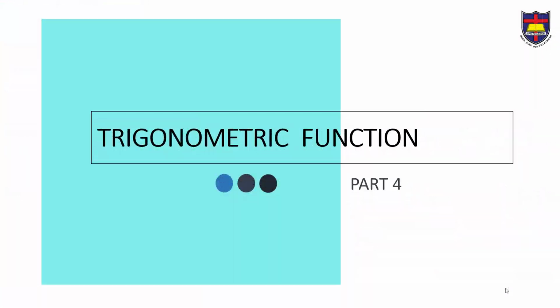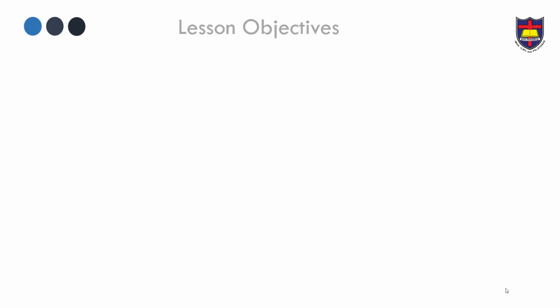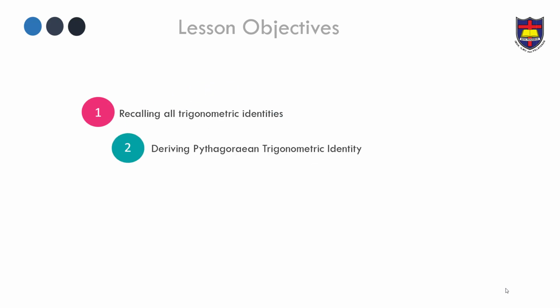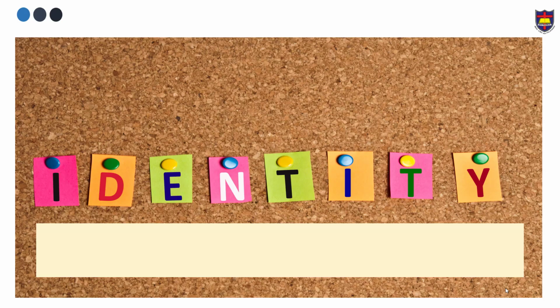Today we will continue our lesson about trigonometric functions, and this is the fourth part. In today's lesson, the lesson objectives will be: first, recalling all trigonometric identities; second, deriving the Pythagorean trigonometric identity; and third, solving trigonometric identity.